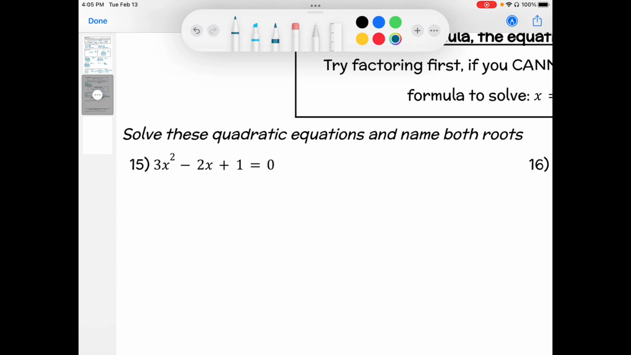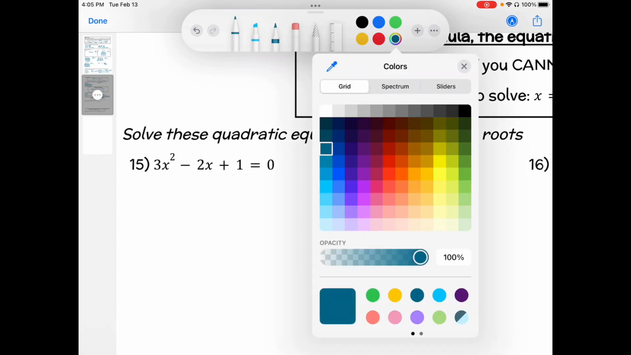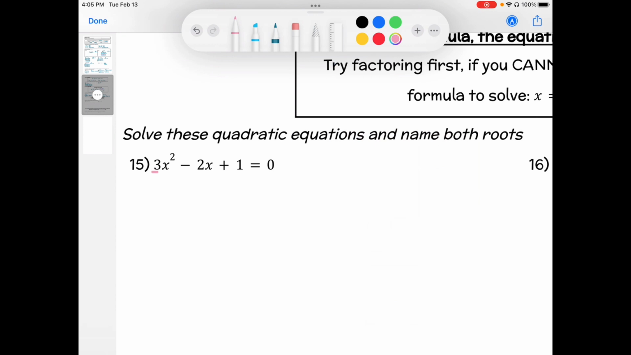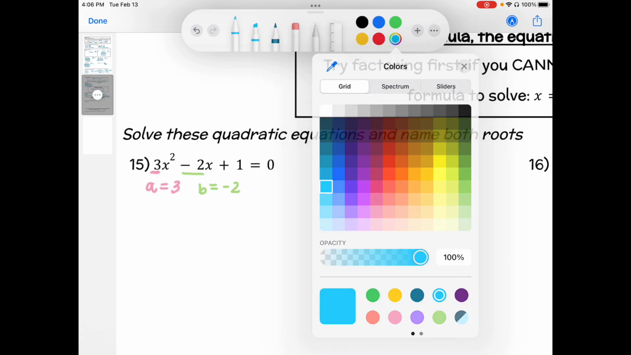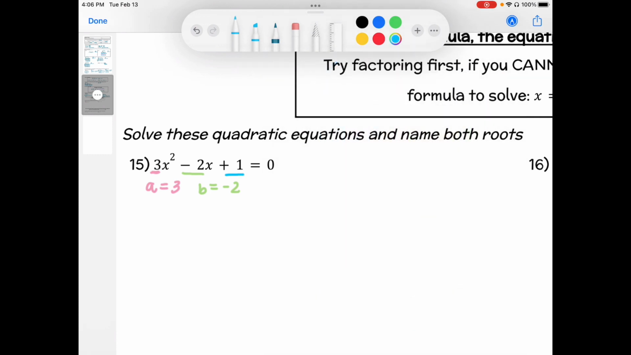So then we need to figure out what A, B, and C are. So A is always going to be the number that's in front of the x squared. So A equals 3 in this case. B is going to be the number that's in front of the x. So in this case, it would be B equals -2. And C is always the number that's by itself. So that would be 1.